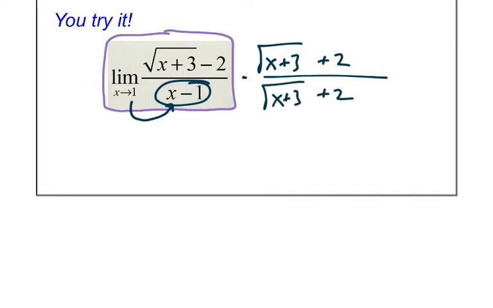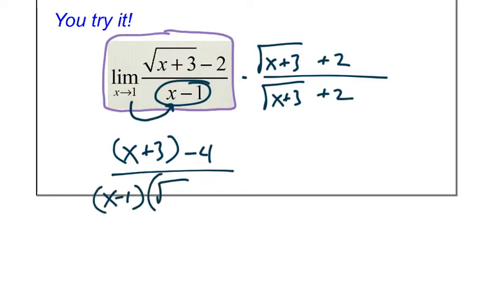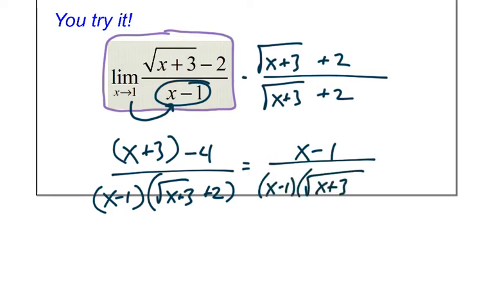Okay, rationalize the numerator. Okay, really quickly, when we FOIL everything, we should get x plus 3, skip the outers and inners, and the last is minus 4. Remember, don't distribute this into the right-hand side. And you'll see here, x plus 3 minus 4 is x minus 1 over x minus 1. You see how that's going to cancel? It's gone. It's gone.